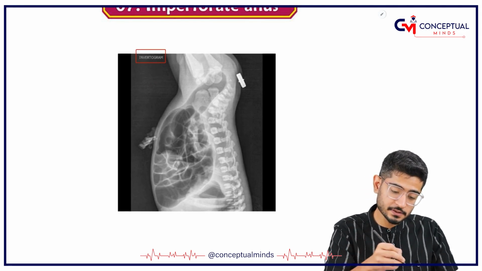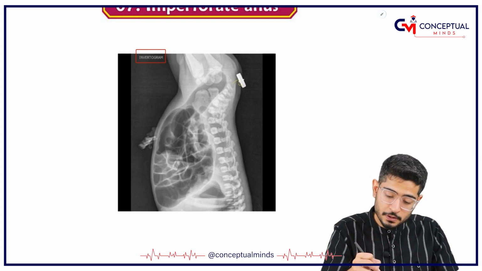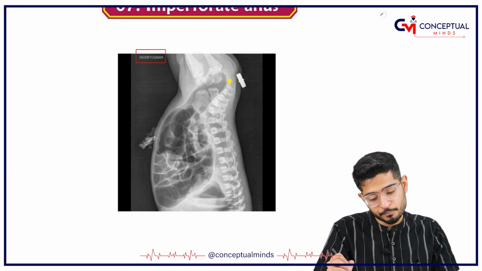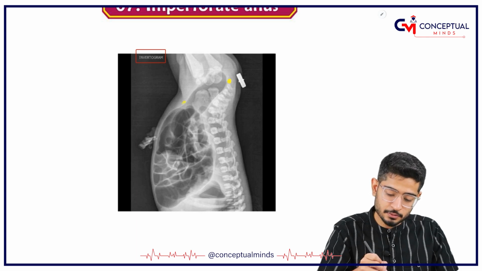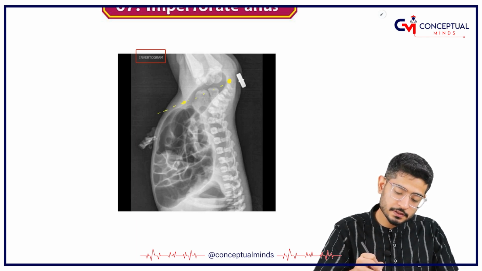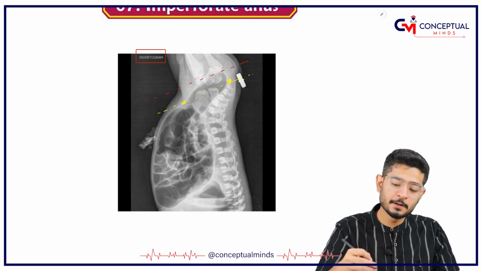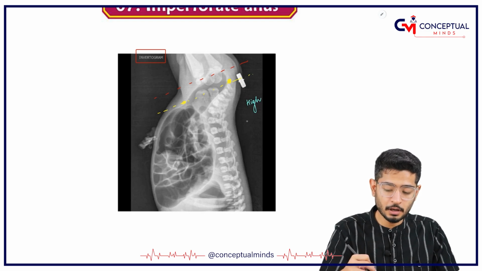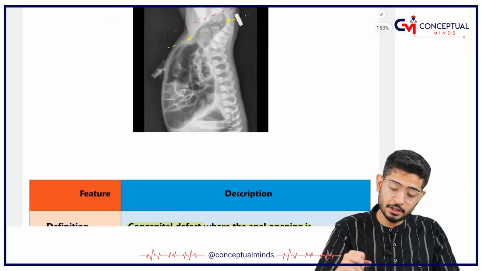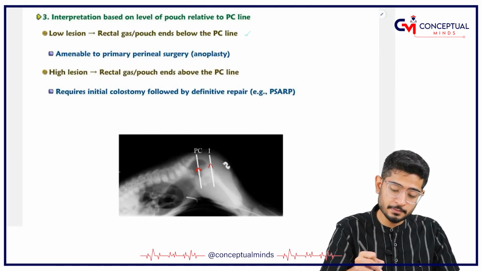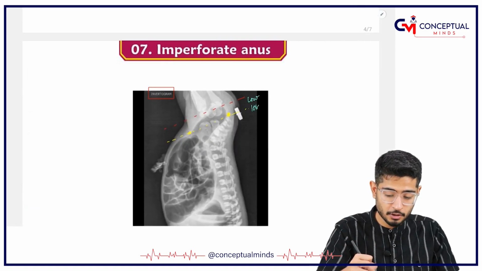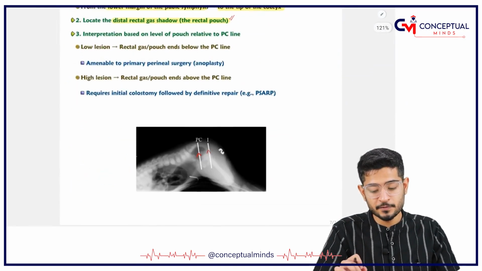This you have to do. Pubo-coccygeus. So even in this image I'll try to show you, see, this is the tip of the coccyx which is there, and if you can see properly, somewhere here is going to be the pubis. So this is the pubo-coccygeus line, and here you can see that there is a distal shadow. So this might be, not surely, but this might be the case of what? High opening. Not high opening, it's actually below the PC line. And below the PC line is actually which lesion? It is a low lesion. Below the PC line is going to be a low lesion in imperforate anus.